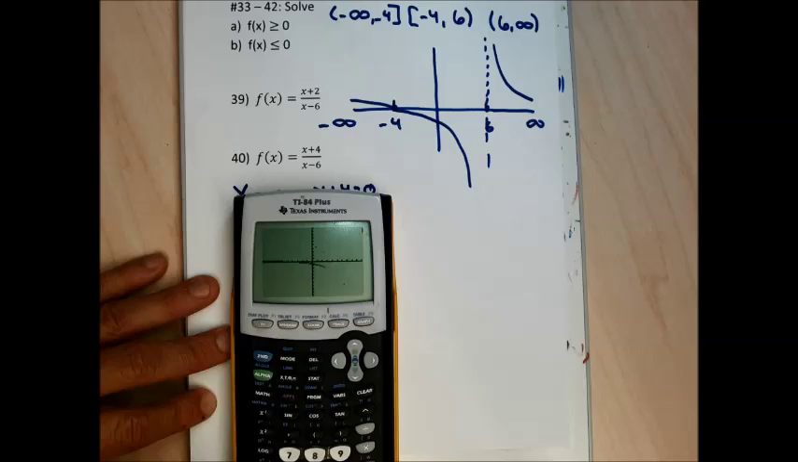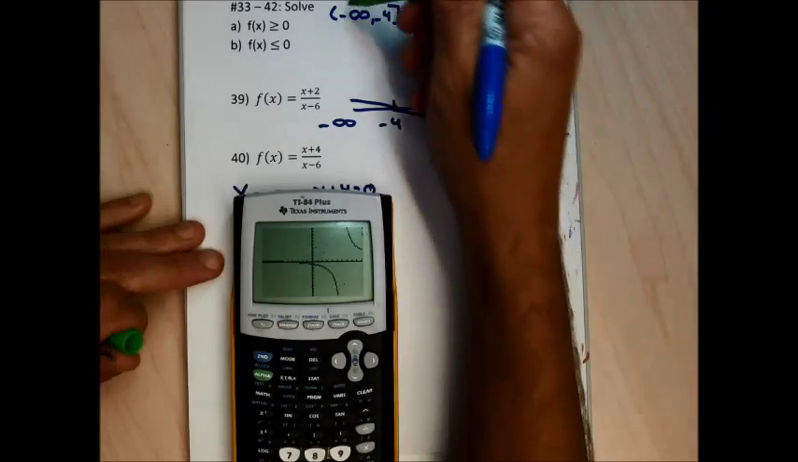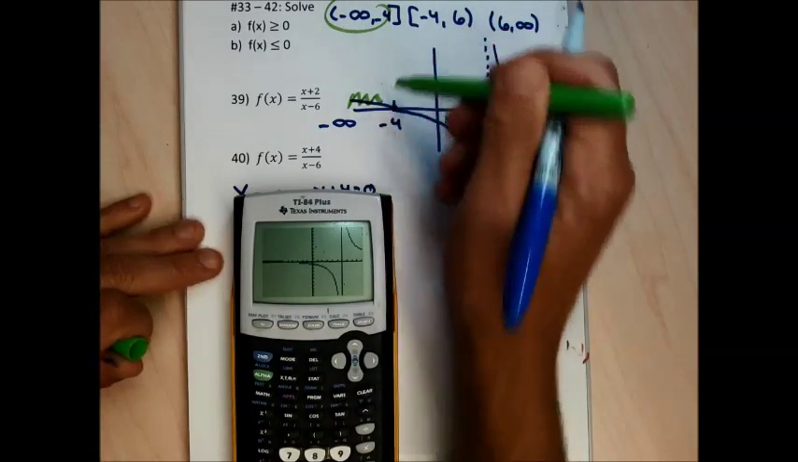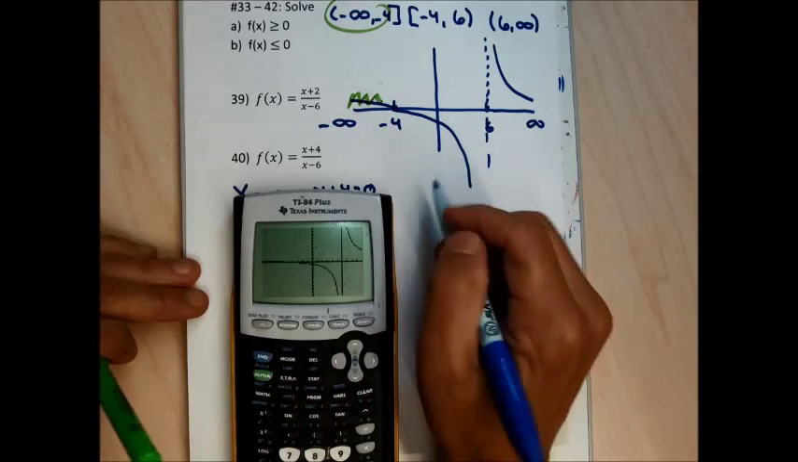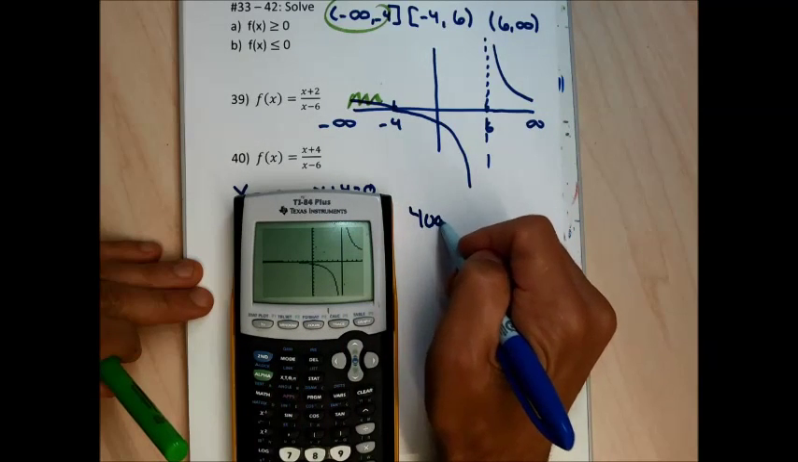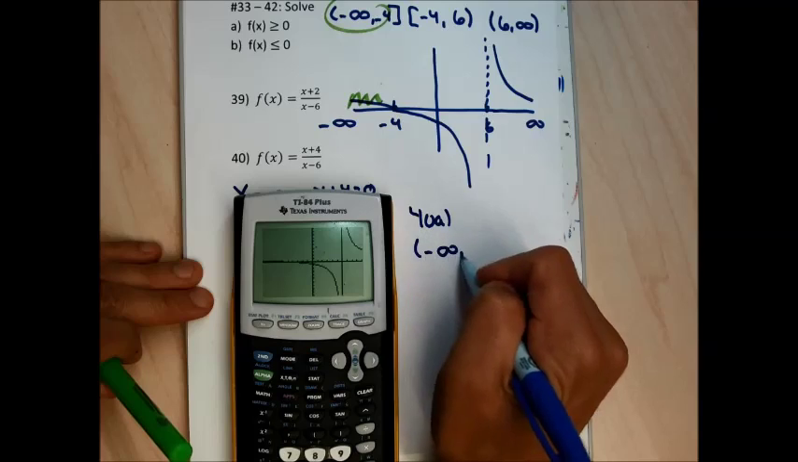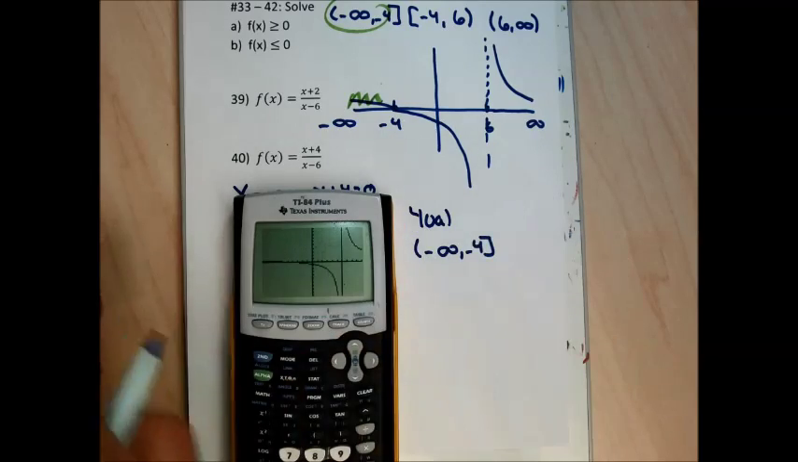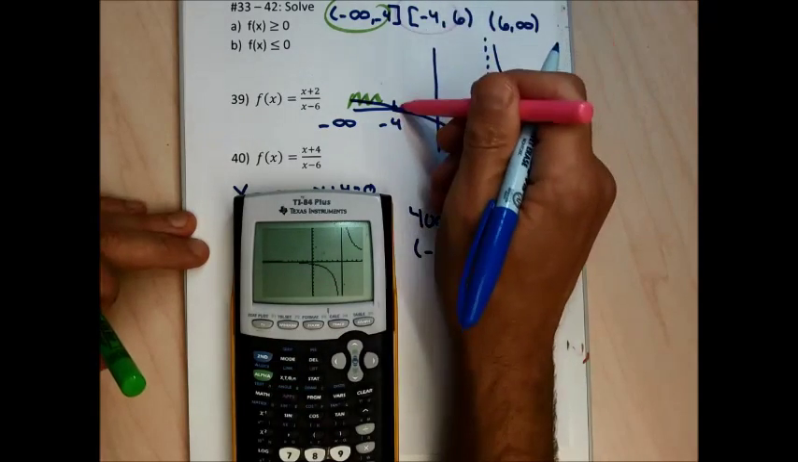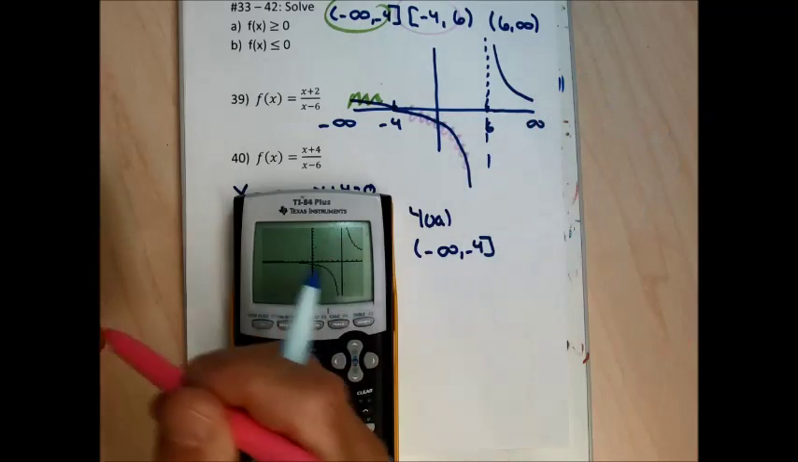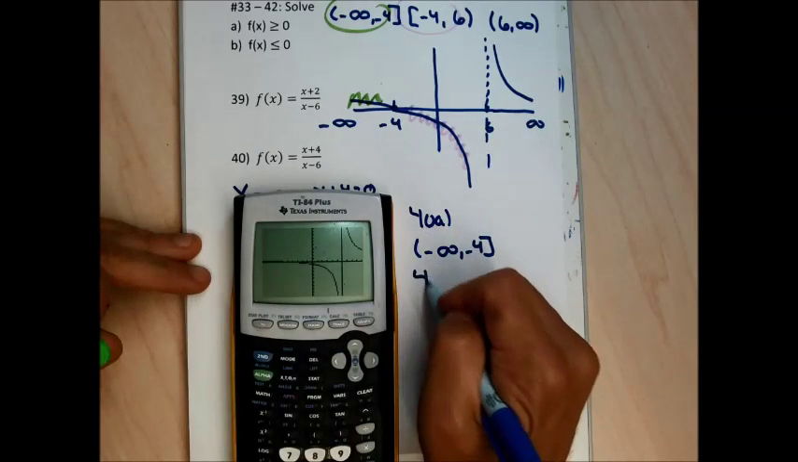And now I'll answer the questions. The first interval, negative infinity to negative 4, corresponds to that portion of the graph that's above the x-axis. So that's going to go as part of 40a. So I'm going to get negative infinity to negative 4 as part of 40a. The next interval, negative 4 to 6, corresponds to that portion which is beneath the x-axis. So that's going to go in part B.